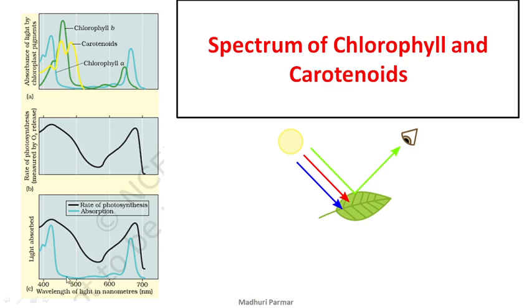I hope you know 400 to 700 is the visible wavelength range. 400 means it is closer to blue, and 700 means it is closer to red. From 600 to 700, you mostly see orange to red colored wavelengths, and 400 to 500 are mostly blue to green colored wavelengths. Clear?